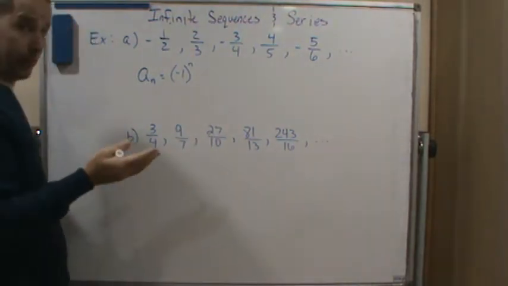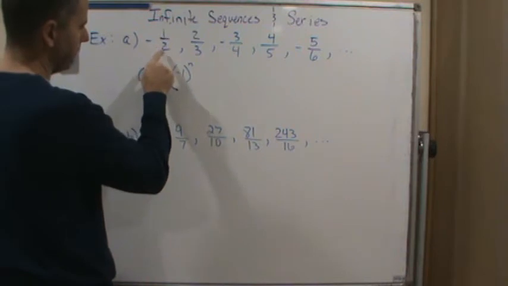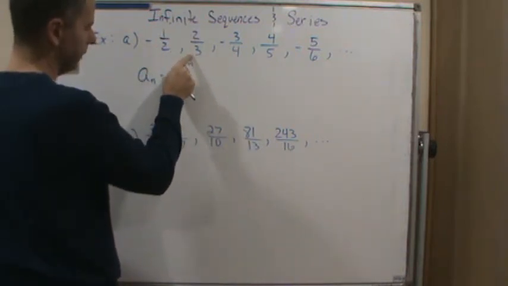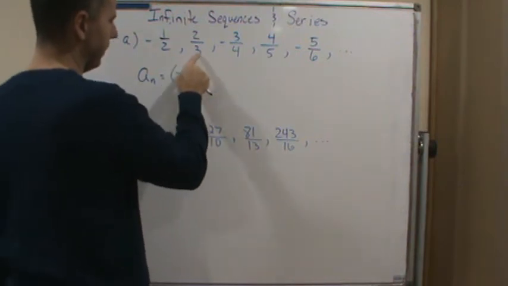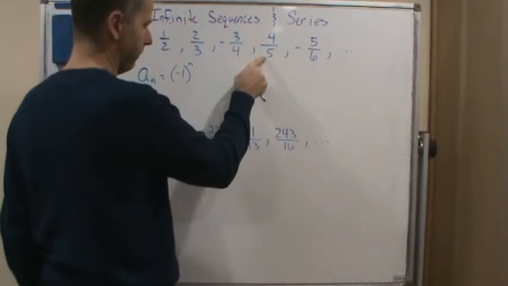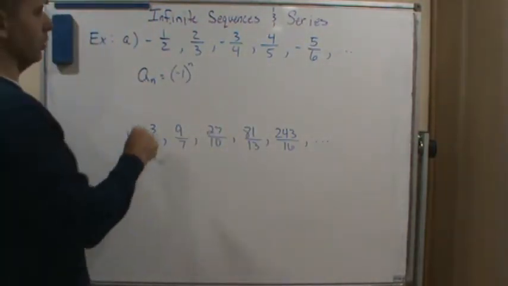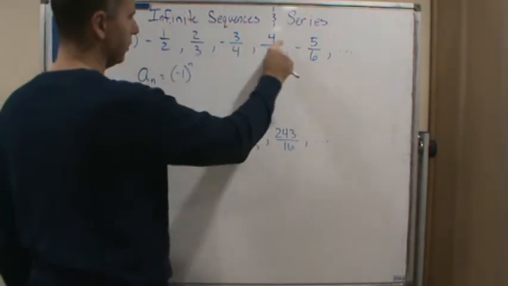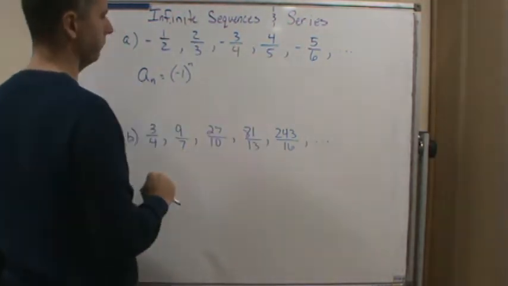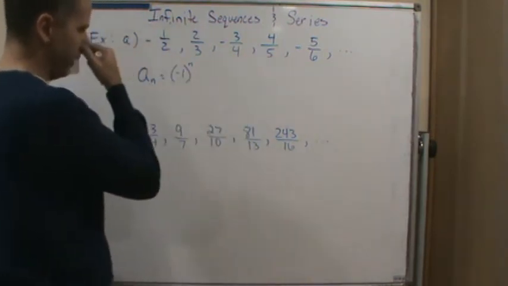So a couple of things you may notice. This one here goes 1, 2, and then the 2 goes here in the next term, 2, 3, and then the 3's here, and it goes 3, 4, and then the 4 goes here, 4, 5. So you see this kind of pattern going on. But also look at the numerators. The numerators start at 1 and go up by 1. The denominators start at 2 and go up by 1.